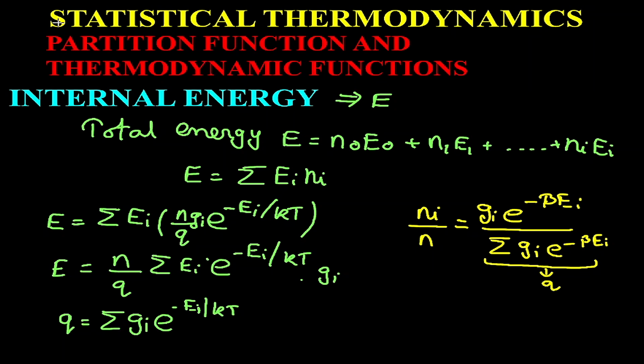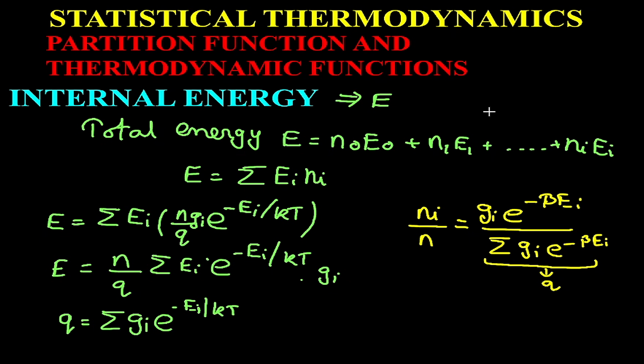Today under statistical thermodynamics, we will be looking at the partition function in terms of thermodynamic functions, and today we will be looking at two of the thermodynamic functions. One is internal energy and another is heat capacity. So internal energy E of the system is given as N0 E0 plus N1 E1 and so on.